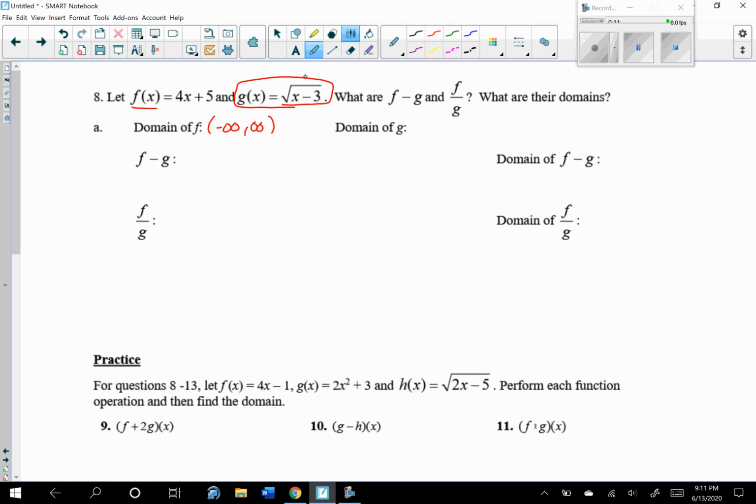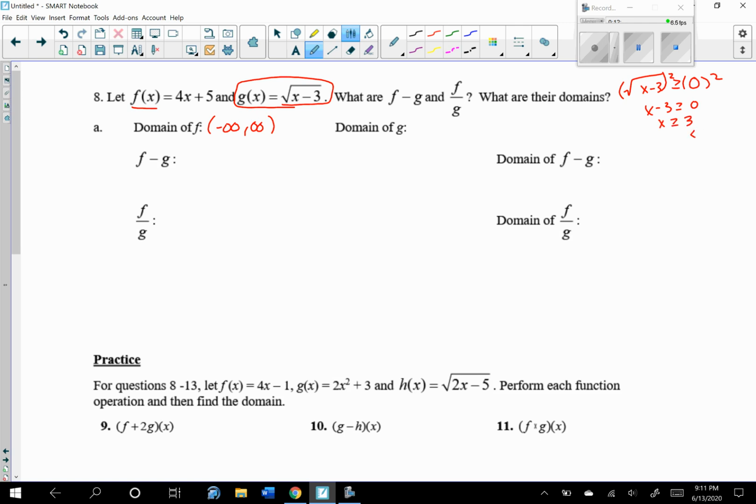And so how do we find the domain when we have a square root? Remember we said that we take that square root and what's underneath of it has to be greater than or equal to 0 because we can't have negatives underneath the radical. How do you get rid of that radical? You square both sides, and so 0 squared is just 0, and add 3. So x is greater than or equal to 3.